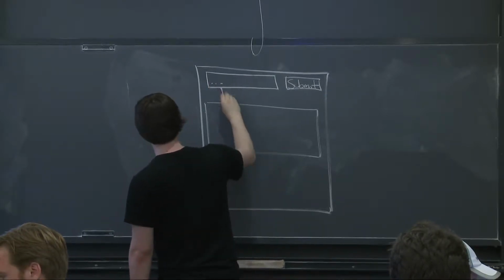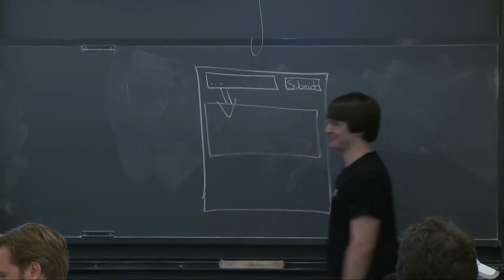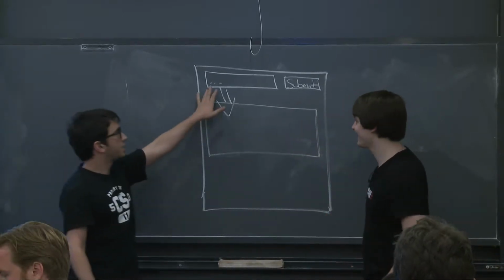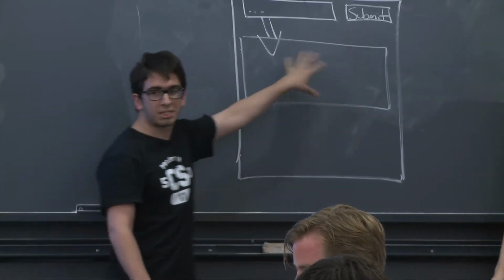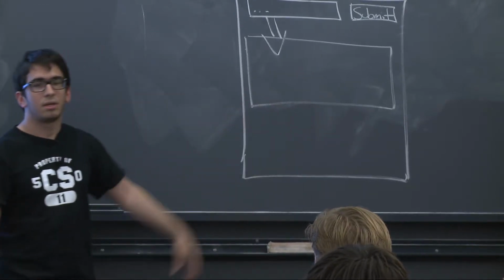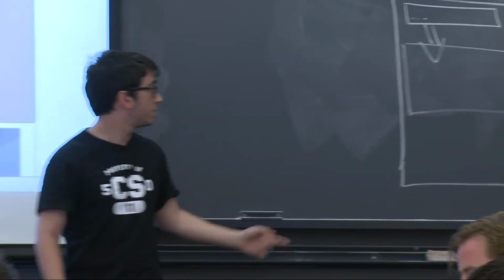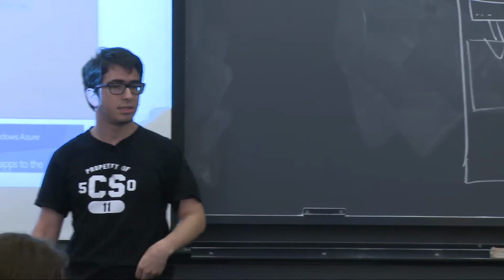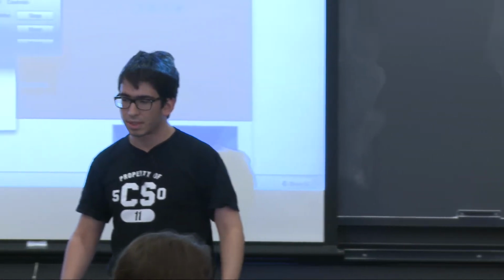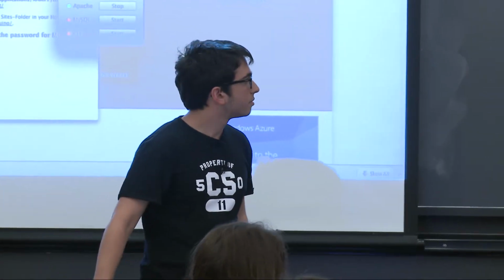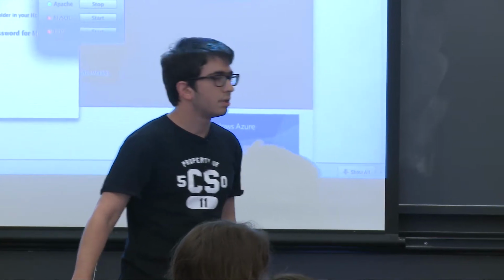So the goal is whatever you type. First, set up the HTML such that it has this text box, the submit button, and then some space below. And it can be invisible space. Like if you just have a div, you're not going to be able to see it, but it'll be there. And then whatever you type here and hit submit, it should show up down here.